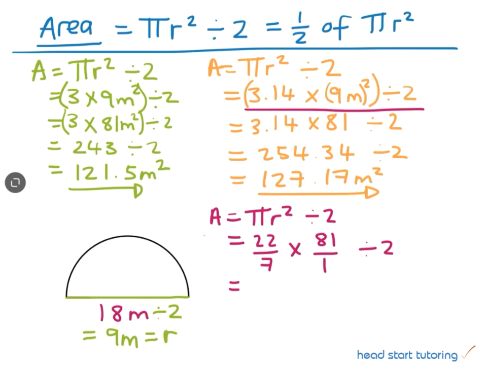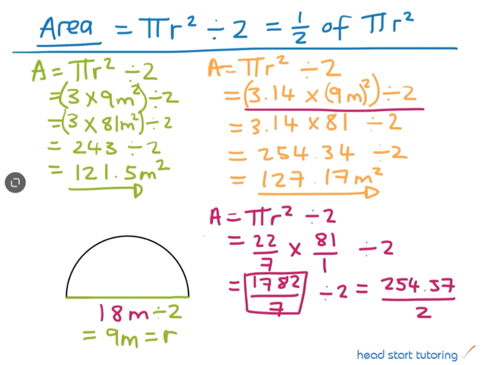So 22 now multiplied by 81 gives us an answer of 1782 divided by 7, or over 7, and then we divide that answer by 2. This gives us an answer of 254.57 divided by 2, or over 2. And this you will obviously have to do in your division house.